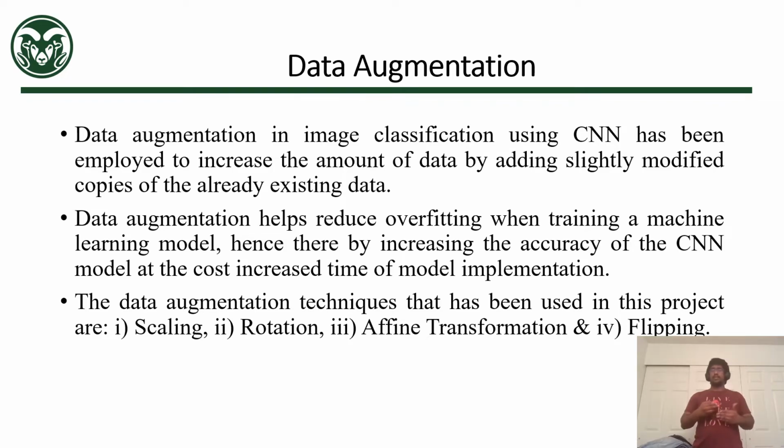The data augmentation techniques that I have used in this project are scaling, rotation, affine transformation, and flipping. In making this, the model will learn whether the input image is a car or a van or a bicycle, even if it is blurred or rotated 180 degrees or 90 degrees, or flipped to the horizontal side or the vertical side, or transformed from one shape to another shape.